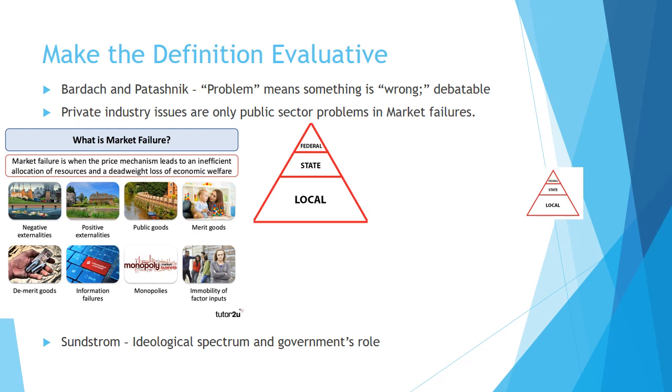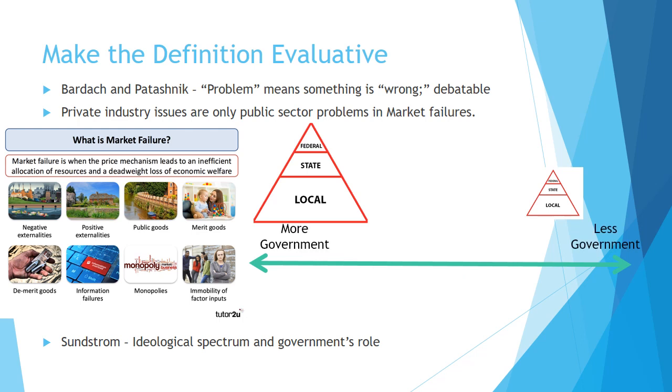Now, one of the things that they do point out that I find interesting is that, in essence, private industry issues should remain private, or not public sector issues that need to be addressed, unless there's some sort of market failure. And so market failures include negative externalities such as pollution or monopolies, as well as other items that essentially create a problem for the public good.